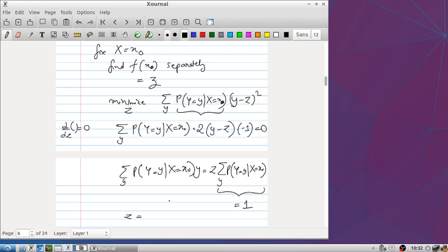There's one additional thing here. That's why it's called conditional. Otherwise, it's just a density function. So all I'm saying is z just takes the value expectation of probability of y given x is equal to x naught.